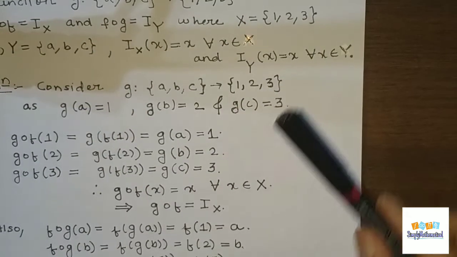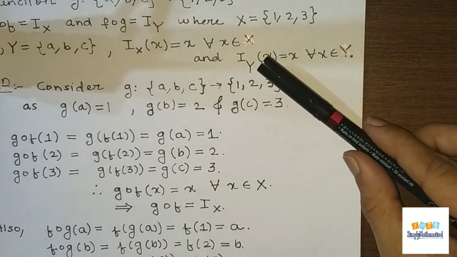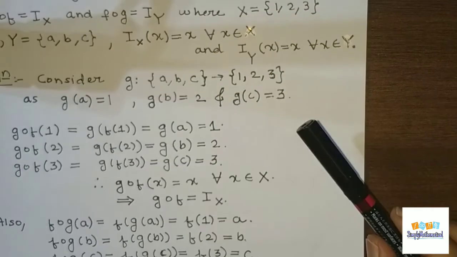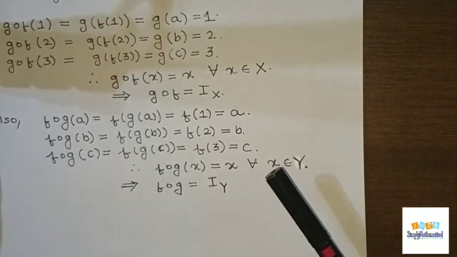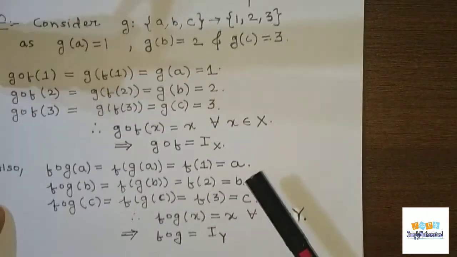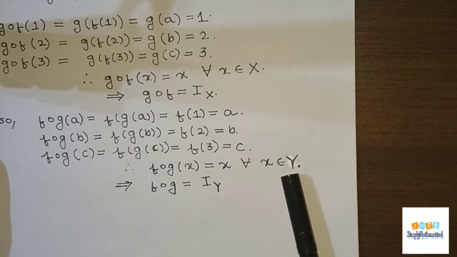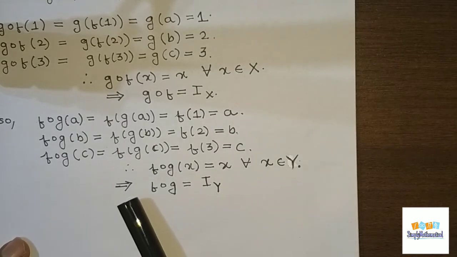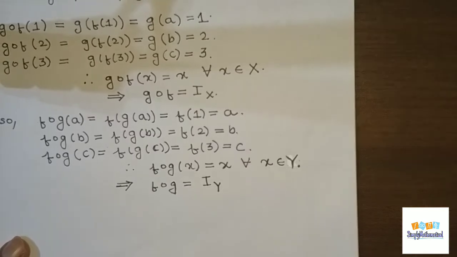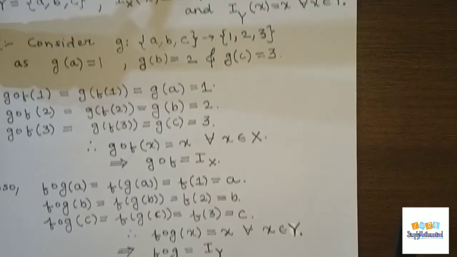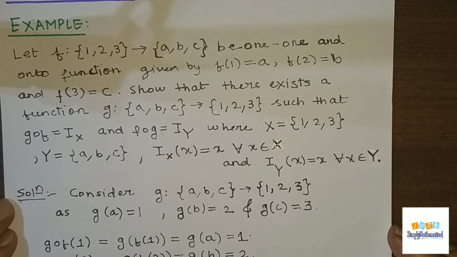And the function, if you observe here, that is I suffix y, it is I suffix y of x is equal to x for all x belonging to the set capital Y. So you can see that I suffix y function and f composition g function are the same functions. So it implies that f composition g is equal to I suffix y. So this was the example that we had taken.